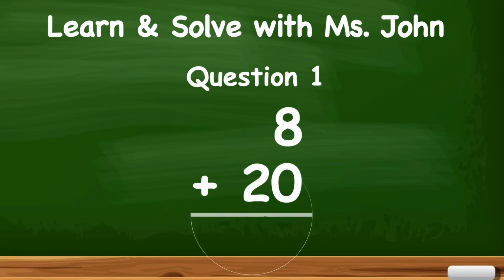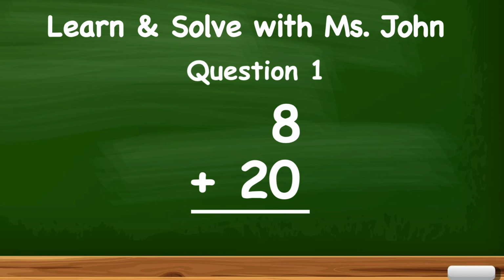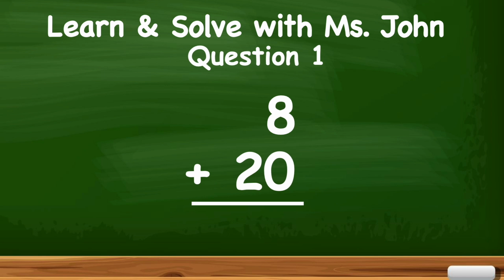Question number 1, 8 plus 20. We're going to complete this question by first adding up the numbers in the right column and then adding up the numbers in the left column. So first, let's start with the ones column.